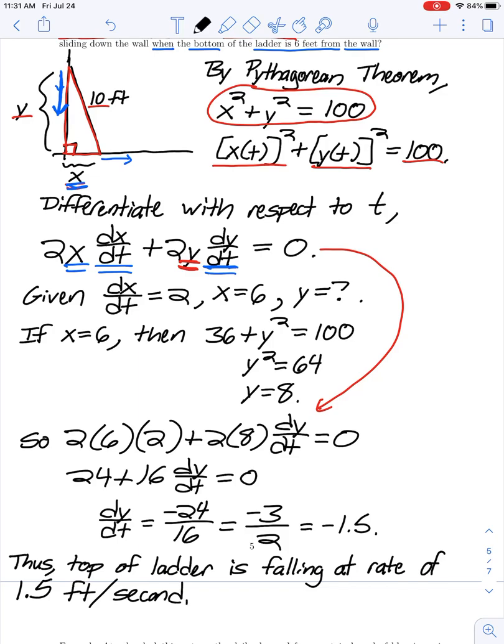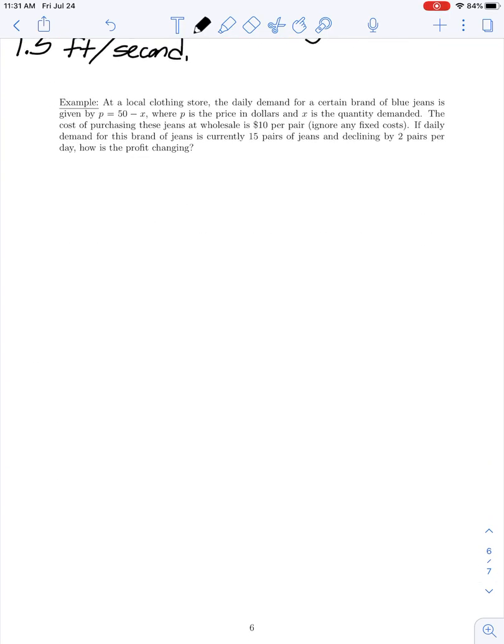So this last example, a little bit trickier because we weren't immediately given the equation which relates our two variables. We had to find it by sketching a picture and making use of the Pythagorean Theorem. So let's look at another one like this.